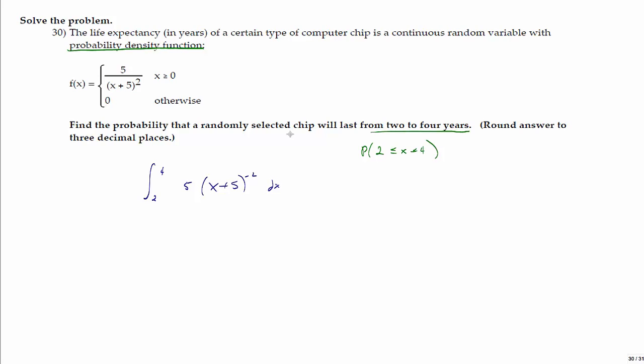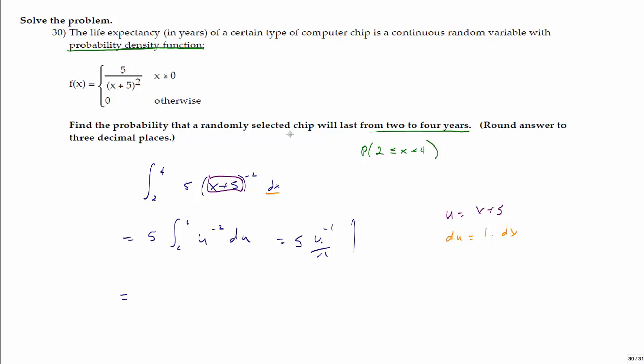I am going to use substitution for this one. Let me bring my 5 out front. And then for the x plus 5, I'm going to let u equal x plus 5. So this will be u to the -2. And my du is 1 dx, and so I already have that there as well. So now we have u to the -2 du. I take my antiderivative: I've got my 5, I add 1 to the exponent, u to the -1 over my new exponent. I'm still going to have to evaluate it.